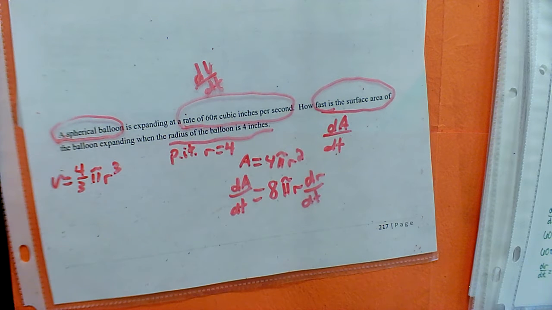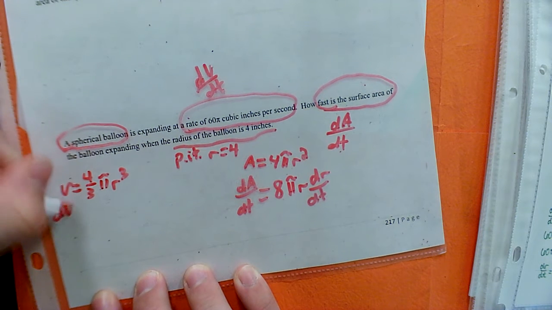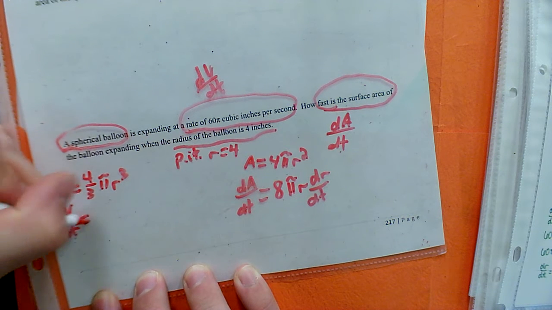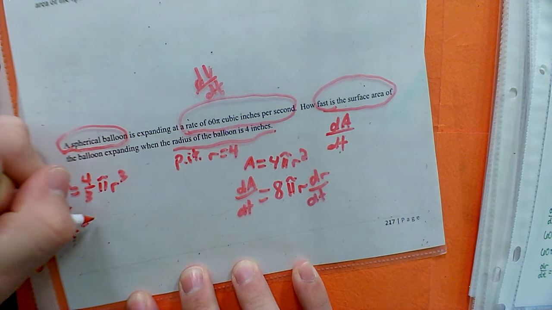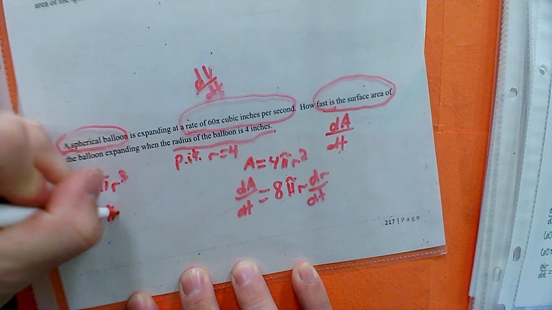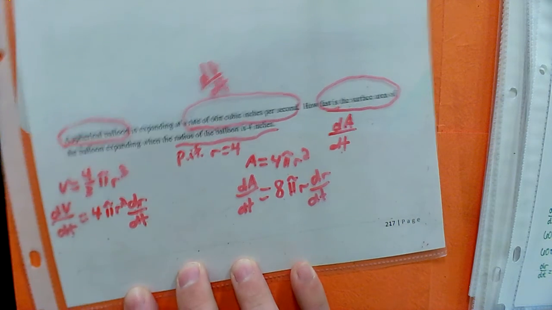So what's the first step we need to do with this, though? Same step we did with the other equation. Derivative. What is the derivative of 4/3 pi r cubed? Yeah. 4 pi r squared dr over dt.